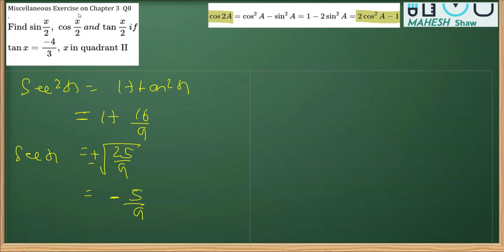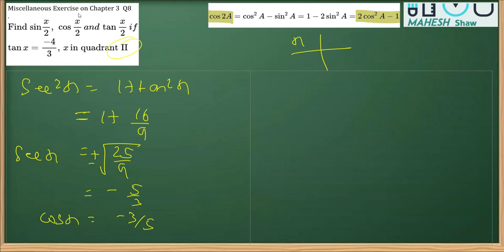Now once we get the value of sec, we can figure out cos x. Cos x should be the reciprocal of sec, which is minus 9 by 5. Okay, this is under root 9. I made a mistake. So this is minus 5 over 3, right? So if I have to get cos x, its reciprocal is minus 3 over 5. That will be the value of cos. And cos as well as sec is negative in this quadrant. We are in the second quadrant as it is given here.